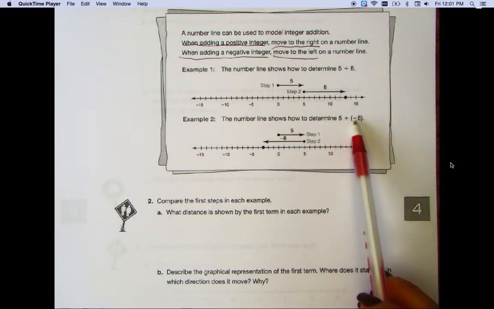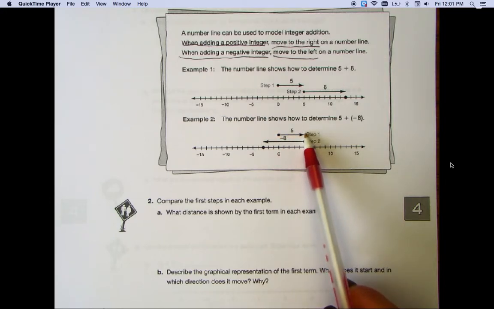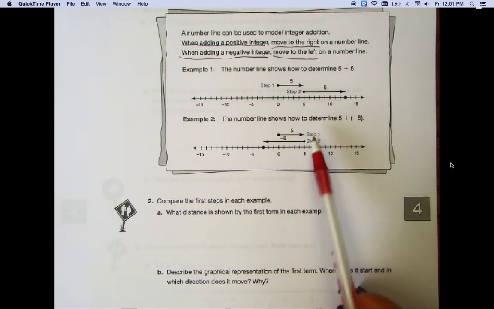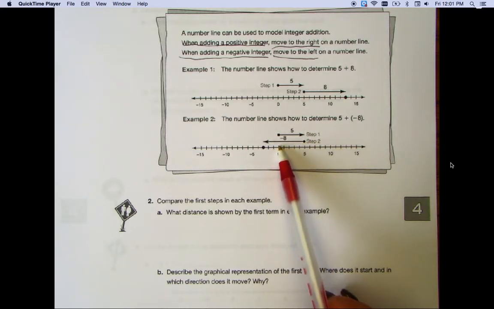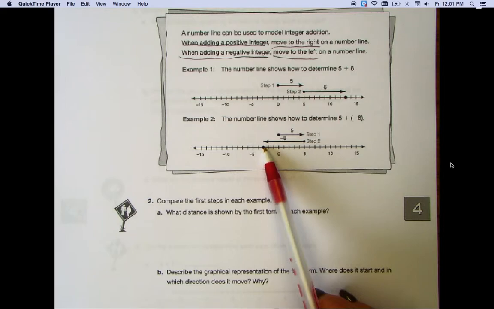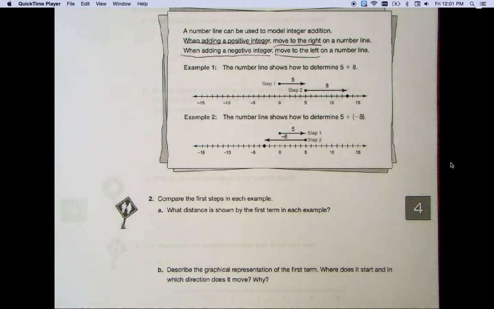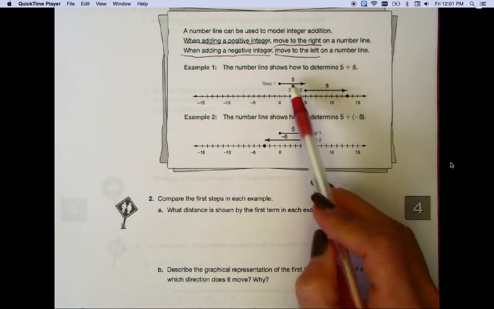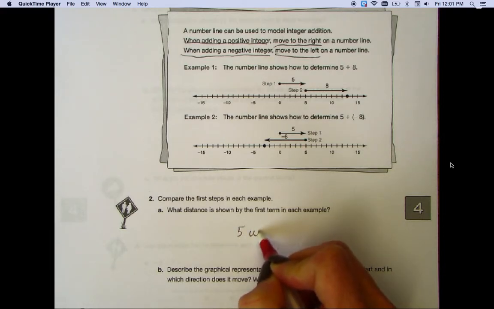Here they're showing us 5 plus negative 8. So I'm starting again at 0, we moved to 5. Now we're adding 8 negatives. We're moving in a negative direction 8 places. So 5 to get me back to 0, 6, 7, 8 to end at negative 3. So what distance is shown by the first term in each example? The first term is 5 in each example, so it's 5 units.